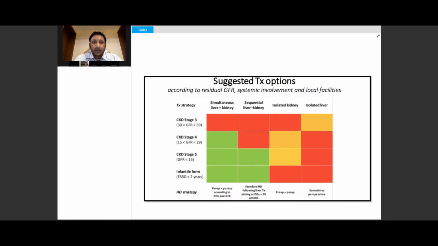But however, it has to be done judiciously and not applied in all subset of population. In a CKD stage 4 patient, the simultaneous liver kidney is a good option. And the CKD 5 stage patient, both simultaneous or a sequential liver kidney can be attempted. And if it's an infantile, less than 2 years, either a simultaneous liver kidney or a sequential liver kidney, depending upon the abdominal domain of the patient.